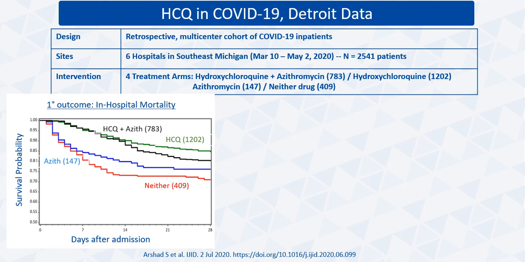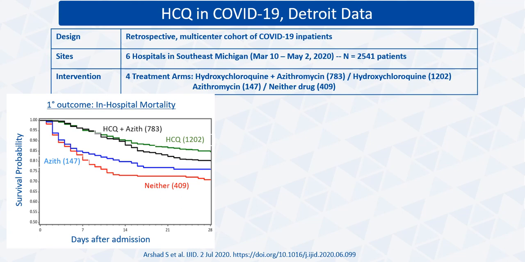The Detroit study is a really interesting study to look at because it has a very similar study design as the study from New York, but opposite results. This was a retrospective multi-center cohort of COVID-19 inpatients across 6 hospitals in Southeast Michigan, of which Henry Ford is the largest. It included 2,541 patients in 4 treatment arms: hydroxychloroquine plus azithromycin, hydroxychloroquine alone, azithromycin alone, or neither drug.